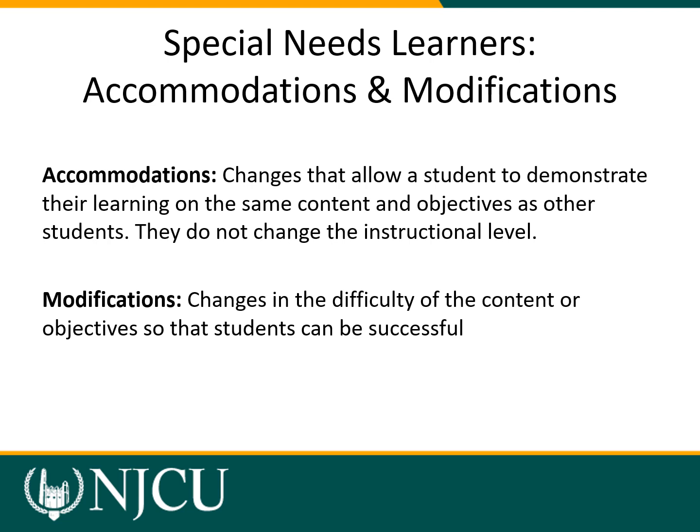That's an accommodation. It doesn't change the instructional level. On the other hand, some children need modifications. That's the changes in the difficulty of the content or the objectives. For example, if you have gifted learners, you might want to give them work that's harder. You might want to give them problems that involve 2 steps instead of 1 step. Or you might want them to remember 5 details of the story instead of 3 details. That is a modification.